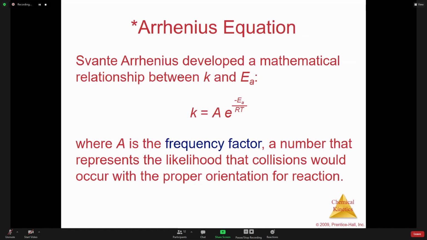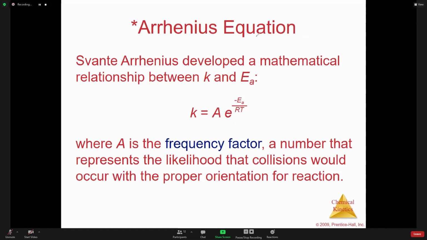So Arrhenius, we'll see this guy again in acids and bases, he developed a mathematical relationship between your rate law constant and your activation energy. So I thought that was kind of cool. A is your frequency factor. They rearranged the last one. This is your rate law constant. This is your activation energy. That's the 8.31. This is just the number E on your calculator. And then your temperature in Kelvin. And so your frequency factor, A, is the number that represents the likelihood of how many collisions would occur with the proper orientation at that temperature.